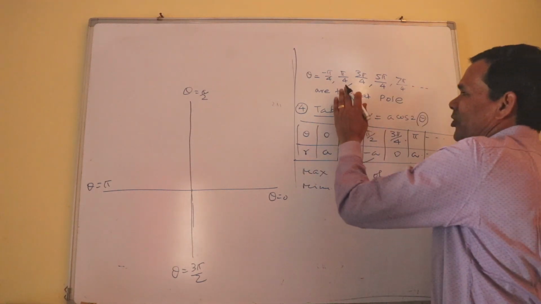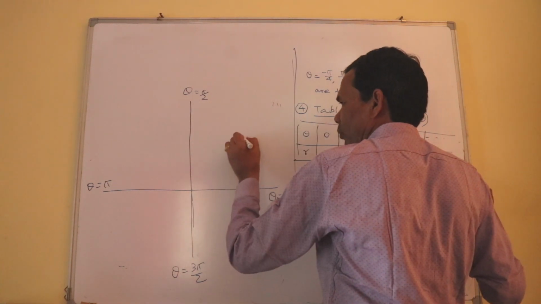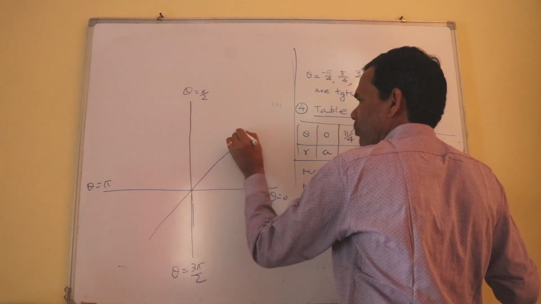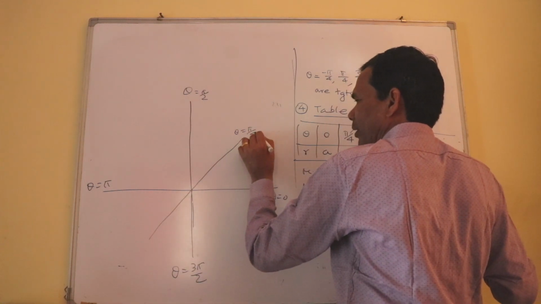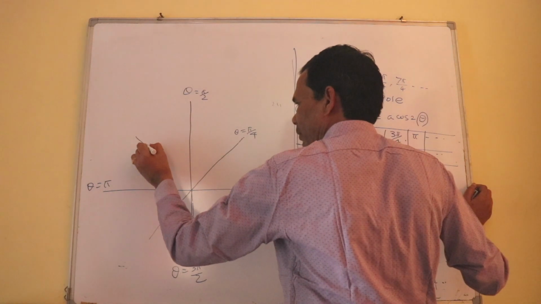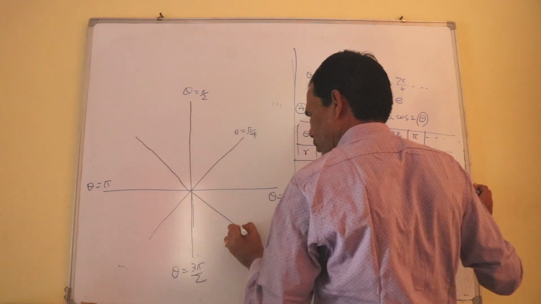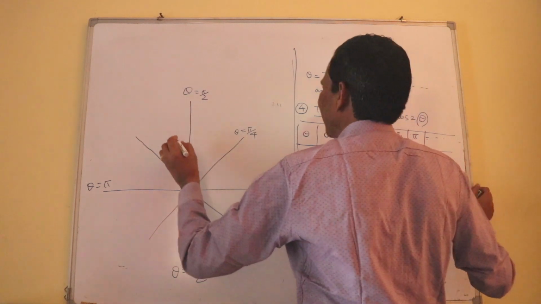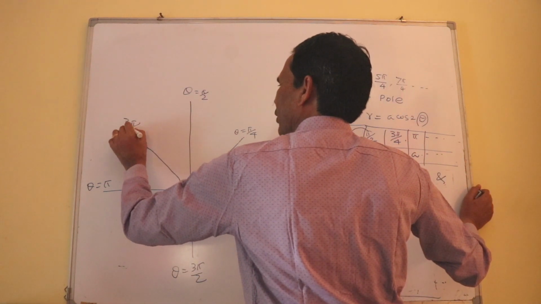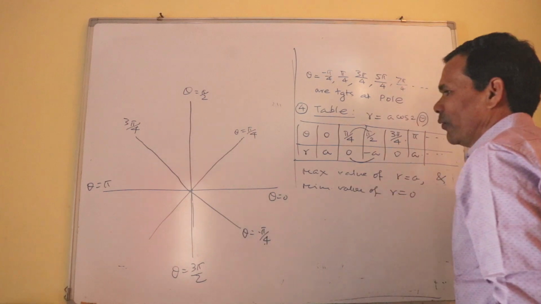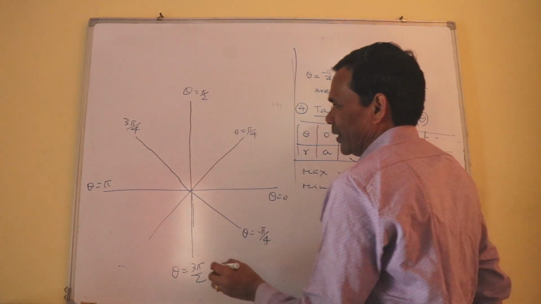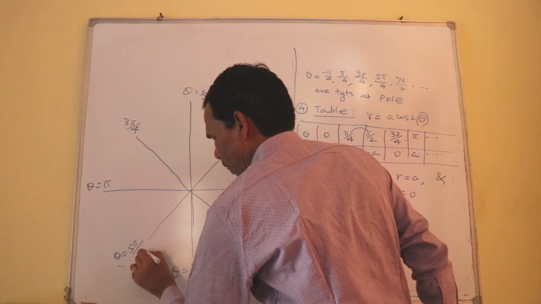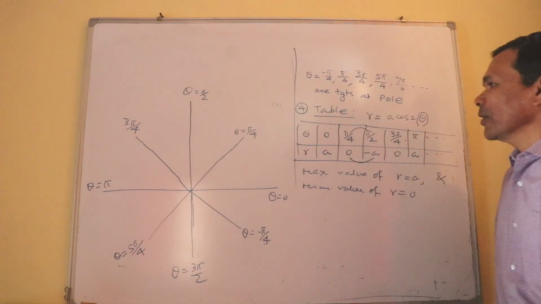Now I draw the tangent at minus pi by 4. So this is the tangent, theta is equal to pi by 4. Theta is equal to minus pi by 4, which is the same as 3 pi by 4. Then 5 pi by 4 means pi by 4.